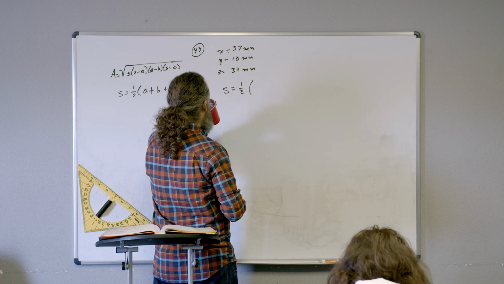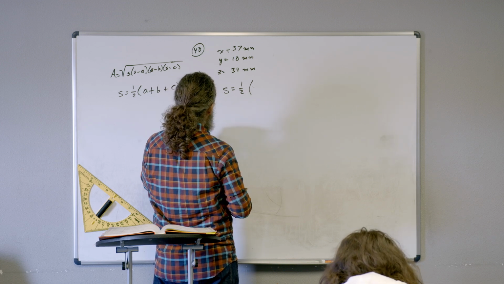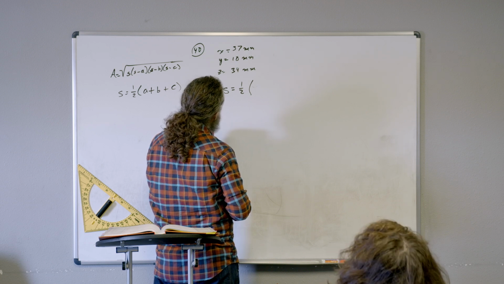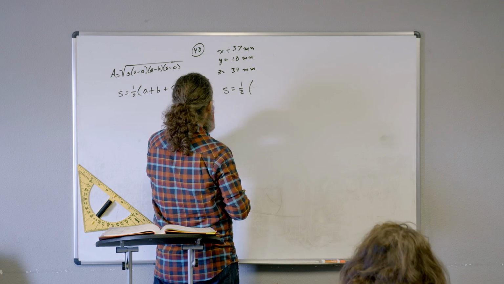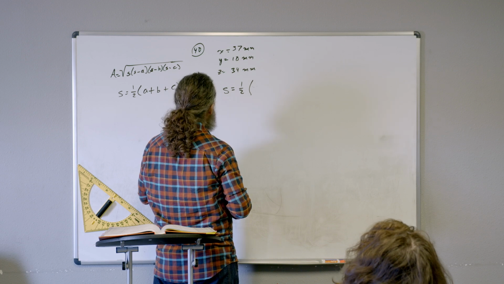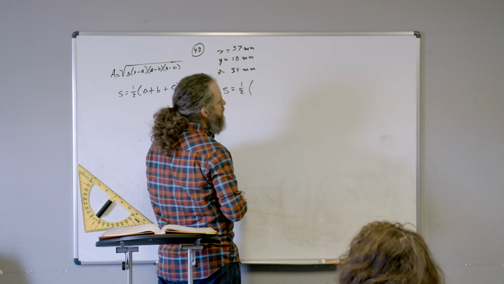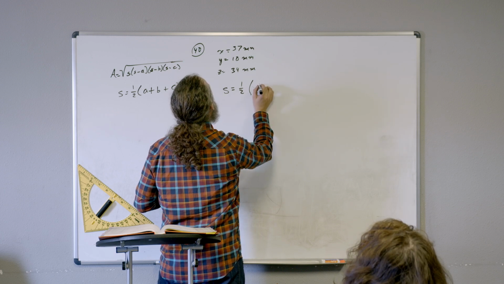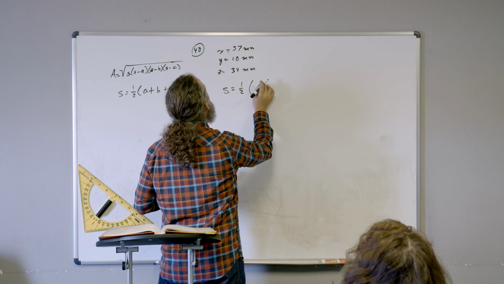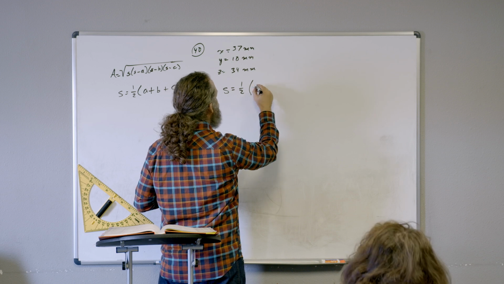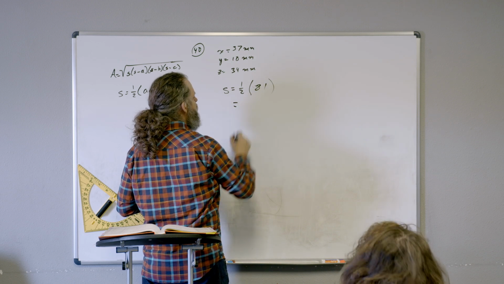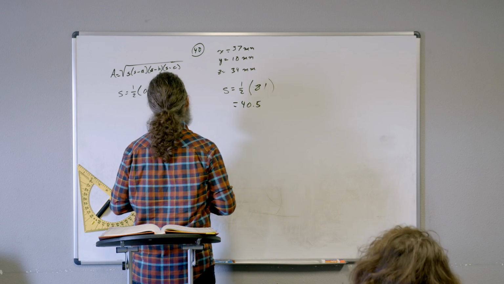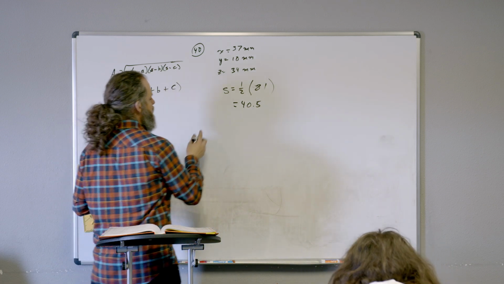So 44 plus 37, 81. 81 divided by 2 is 40.5. Great. And then we just start plugging stuff into this other formula.